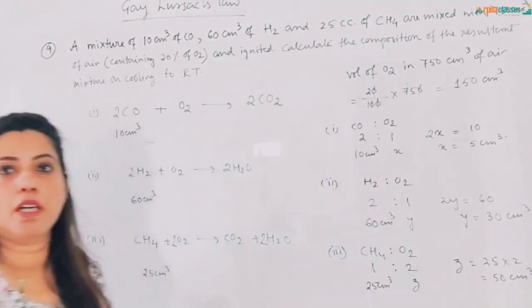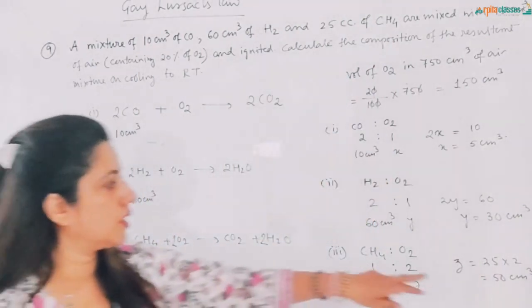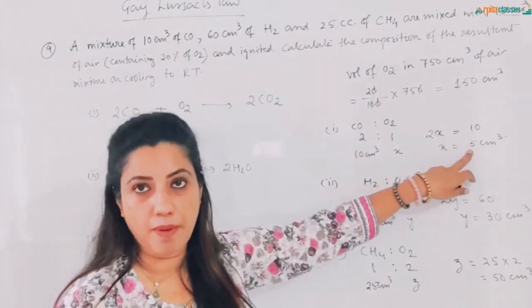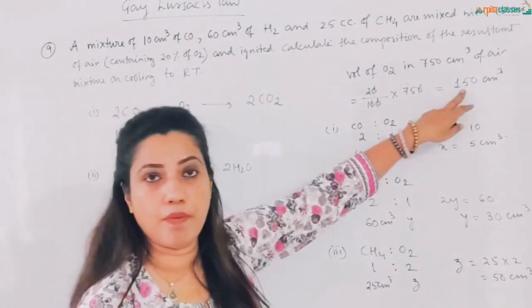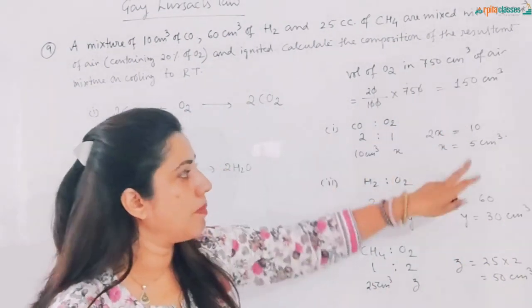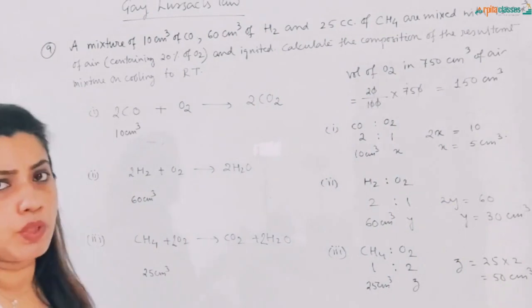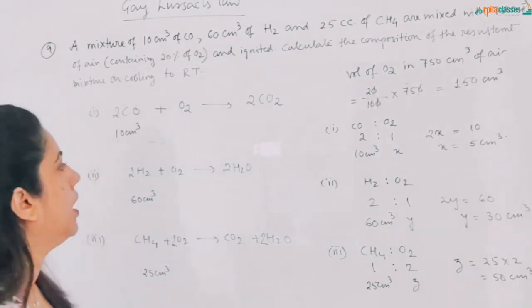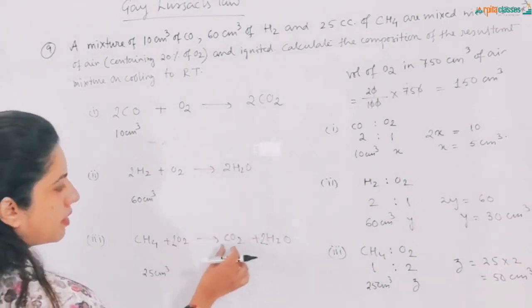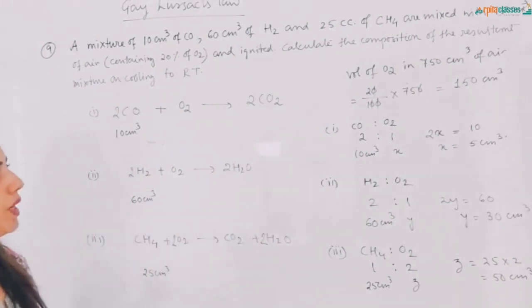That means the total oxygen required for all the three reactions is 50 plus 30, that's 80, 80 plus 5, that is 85. And the total oxygen you have is 150, so how much oxygen is unreacted? 150 minus 85. That will remain in the resultant mixture. Along with that we'll be getting carbon dioxide and water.